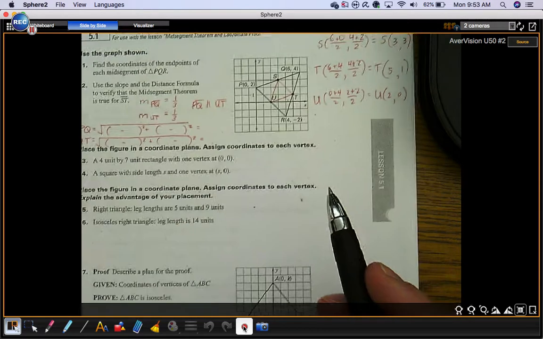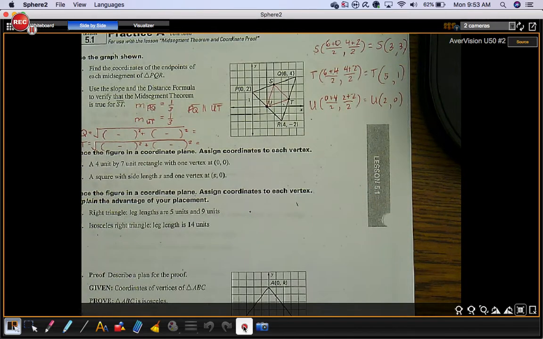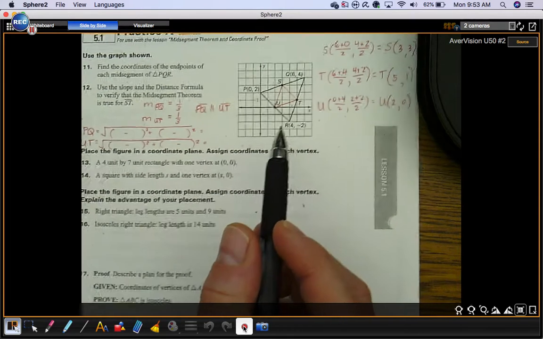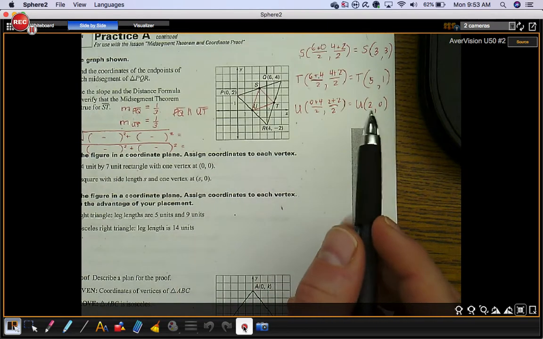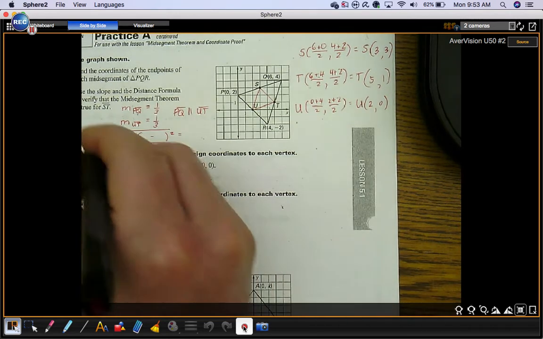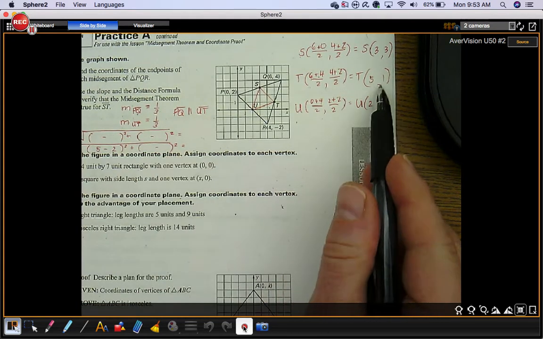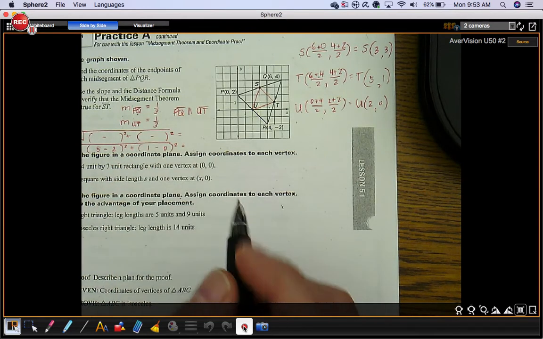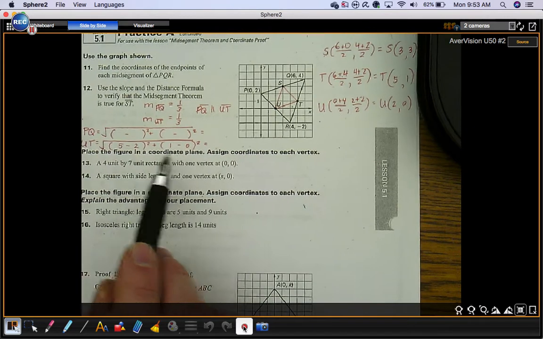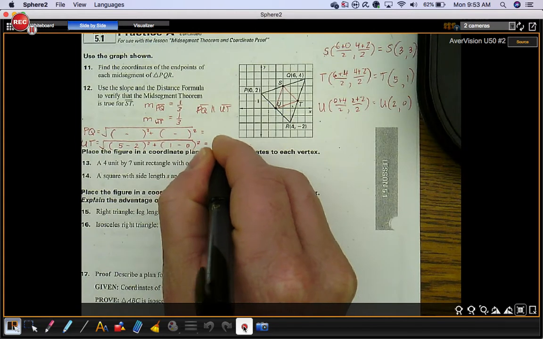Now, the second thing the mid-segment theorem tells you is that this is half the length of that. So we need to use distance formula to calculate that. So how far is it from U to T? Well, here's U, here's T. Let's use the distance formula. Let's do 5 minus 2, and let's do 1 minus 0. I know 5 minus 2 is 3. 3 squared is 9. 1 minus 0 is 1. 1 squared is 1. So this is just the square root of 10. I didn't even use my calculator.